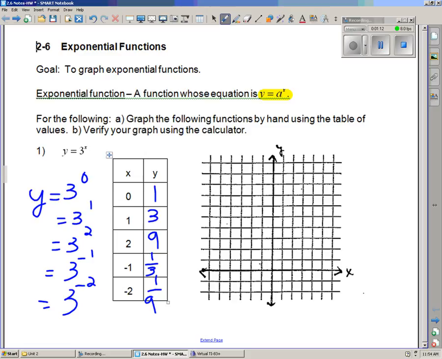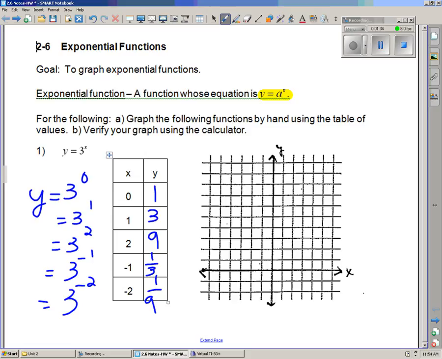Pretty tricky to graph 1/3 and 1/9, but as you realize, the graph is never going to hit 0. There's no way that you can divide by 3 and divide by 3 and divide by 3 and ever get to something that's 0 or even negative for that matter. So what we are going to do here in terms of our values is try to plot this as best as we can.